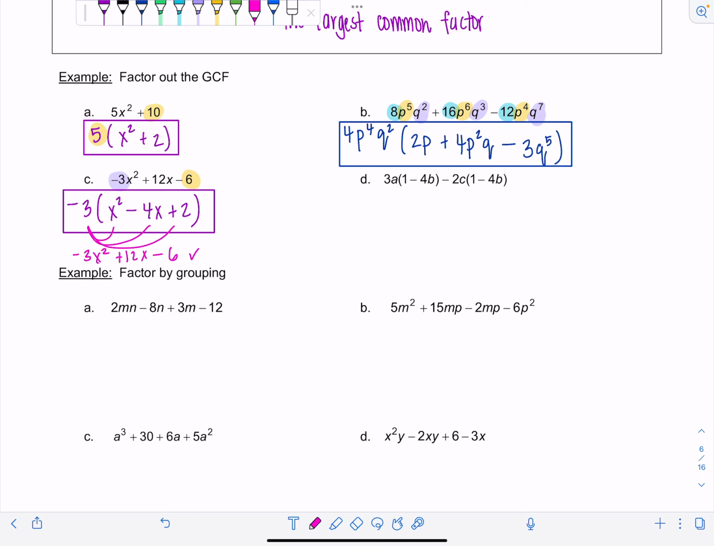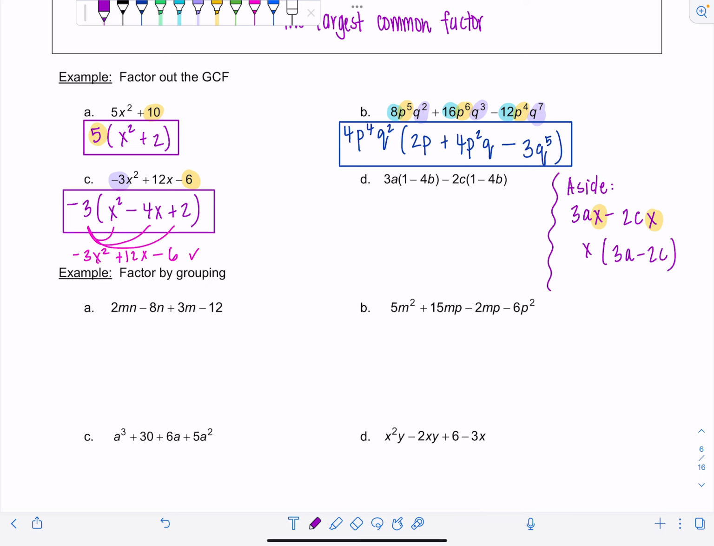Okay, next one, example D. I want you to notice something, okay? What if I had you factor, just off to the side, 3ax minus 2cx. What would you do? How would you take out the greatest common factor? You would say, oh, it's just x, right? So you would take out the x, and then you have 3a minus 2c, right?